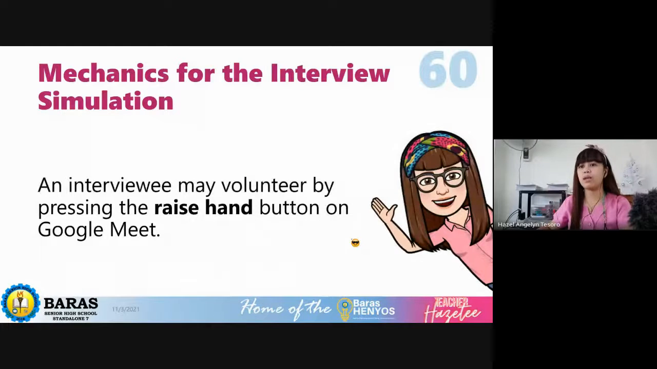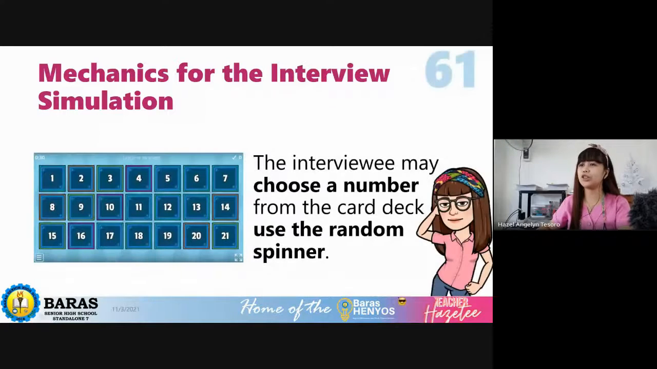So an interviewee may volunteer by pressing the raise hand button on Google Meet. So that's the first person to volunteer. And then the interviewer may choose a number from the card deck. So later on, we will see a card deck that looks like this one. May number siya. So the volunteer has the option to choose a number or to use the random spinner. And then I'll press something here, and then that will choose a random question out of these cards shown here.